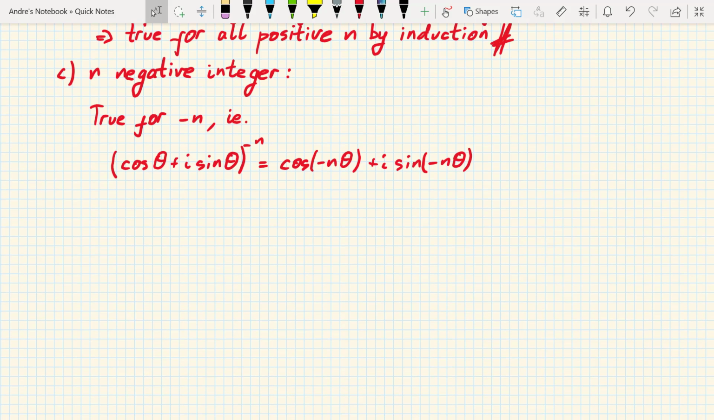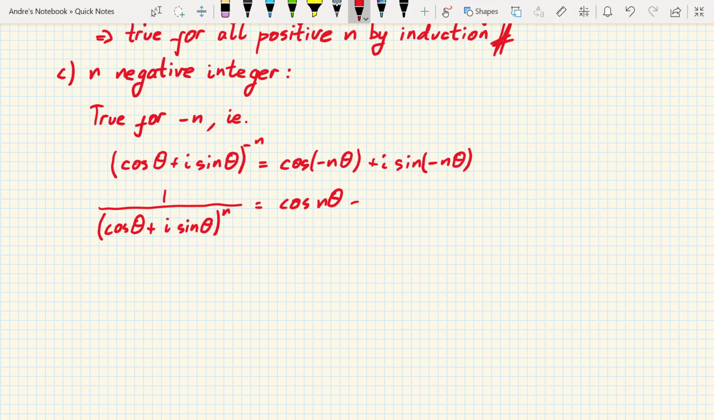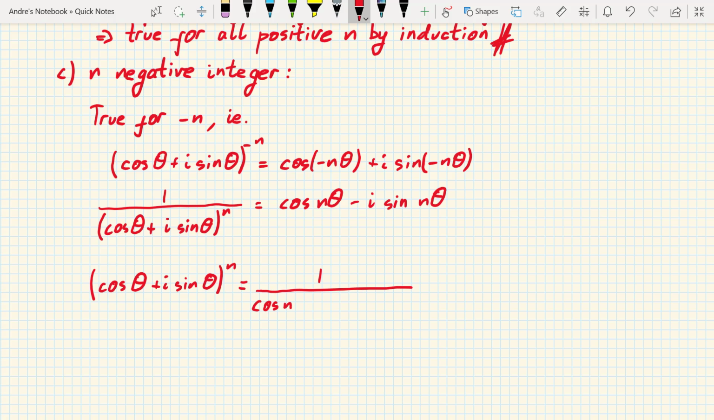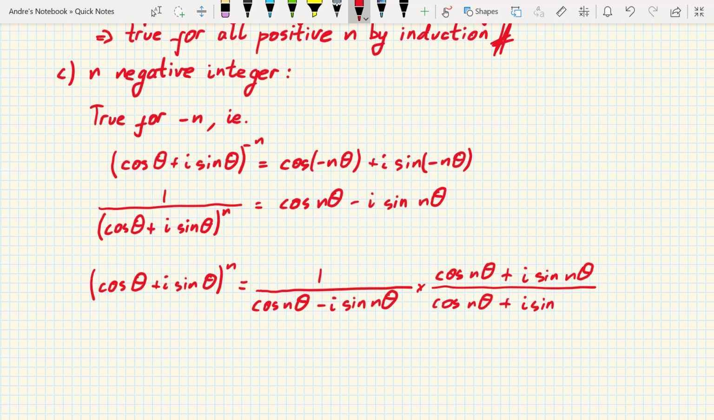But we know that the cos of minus x is equal to the cos of x, and the sine of minus x is equal to minus sine x. And therefore, 1 over (cos theta + i sin theta)^n is equal to cos n theta minus i sin n theta. Taking the reciprocal, we get (cos theta + i sin theta)^n is equal to 1 over (cos n theta minus i sin n theta). What we need to do is to make the denominator of the right-hand side real. And we do that by multiplying top and bottom by cos n theta + i sin n theta.